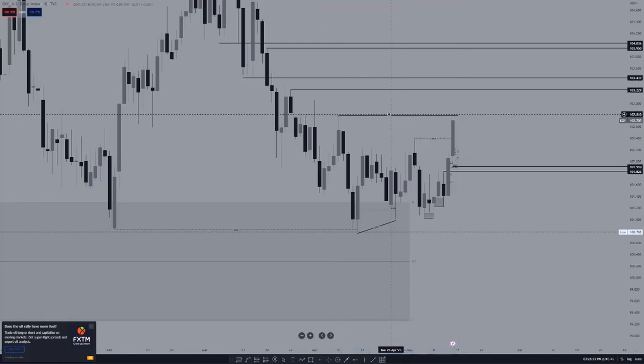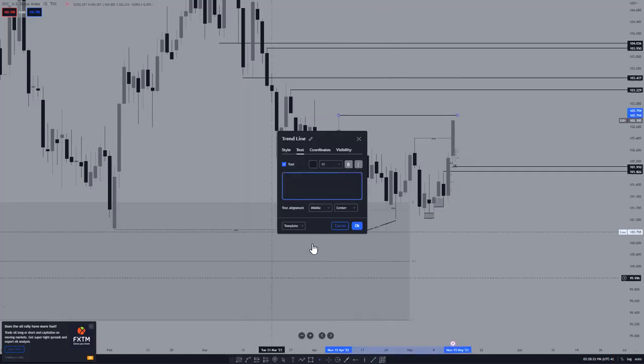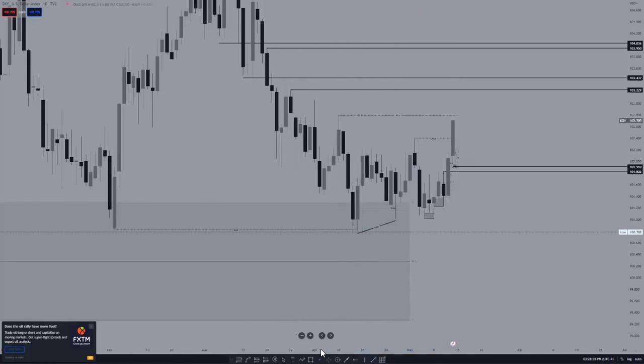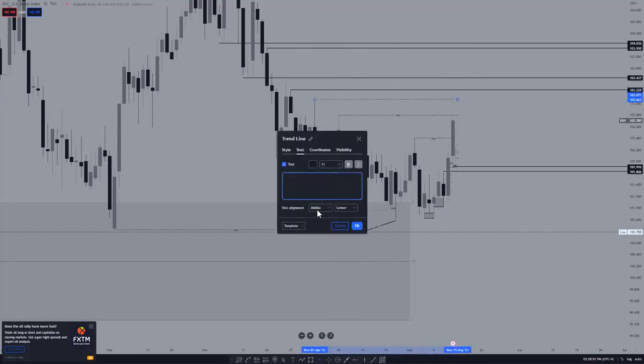You know what markets mostly do? Either the market is taking out liquidity or it's filling inefficiency or rebalancing. It's just the same thing. Filling inefficiency or rebalancing is the same thing. So there's just two things: either it's taking out liquidity or rebalancing.